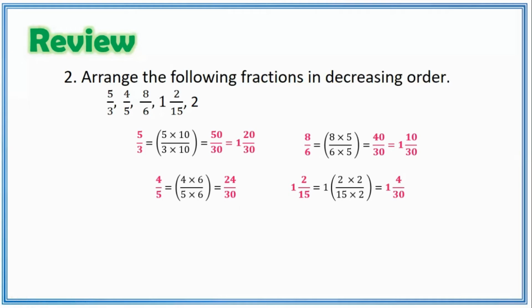1 and 2 out of 15, or 2 out of 15, must be multiplied with 2 out of 2. 2 times 2 is equal to 4, and 15 times 2 is equal to 30. And then copy the whole number part. So 1 and 2 out of 15 is equal to 1 and 4 out of 30. So since the denominators are all the same, we can now arrange them in decreasing order. So again, if it is decreasing order, we will start from the greatest to the smallest.